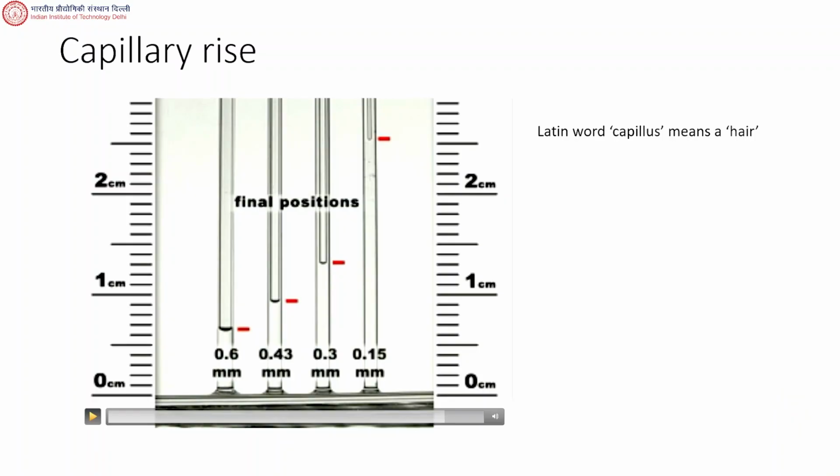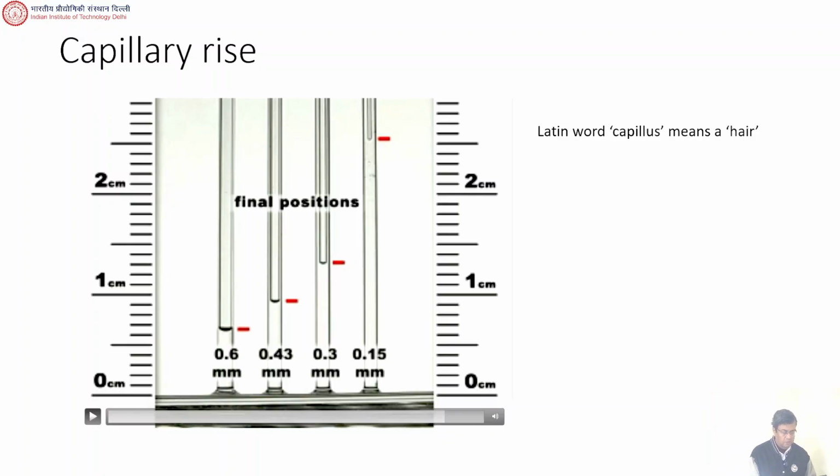So the tube that you see on the left is of diameter 0.6 mm, and the one on the right is 0.15 mm. So the narrowest tube is on the right, and in the narrowest tube you get the maximum height of the liquid column. That's expected, right? Now this is capillary rise.